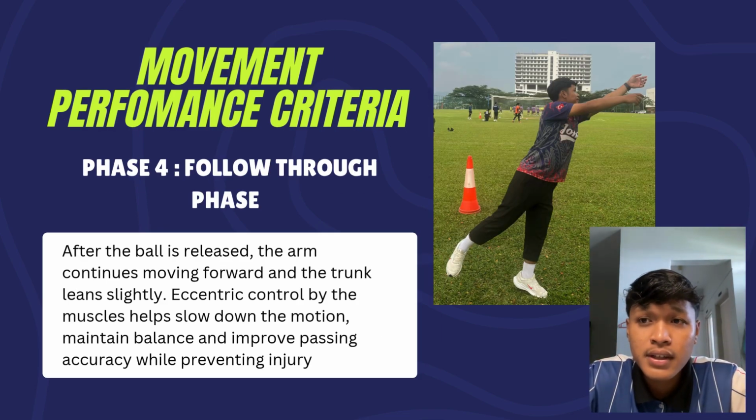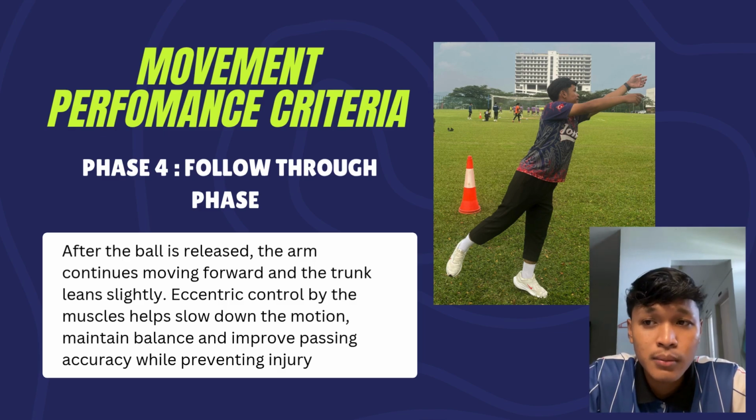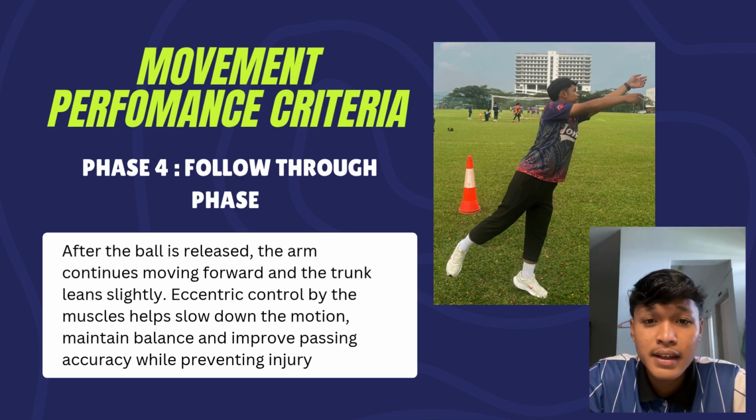Okay, the last phase is the follow through pass. After the ball is released, the arm continues moving forward and the trunk leans slightly. Eccentric control by the muscles helps slow down the motion, maintains balance and improves passing accuracy while preventing injury.